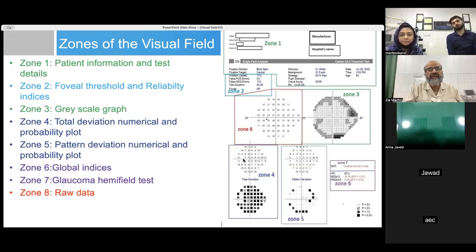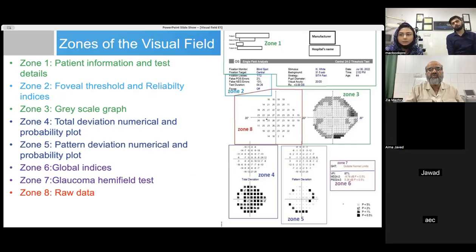Where is Zone 7? This one. Yeah, Zone 7 and 8. Raw data. This is Zone 8. It is also called the absolute numerical scale. Okay, that's fine.